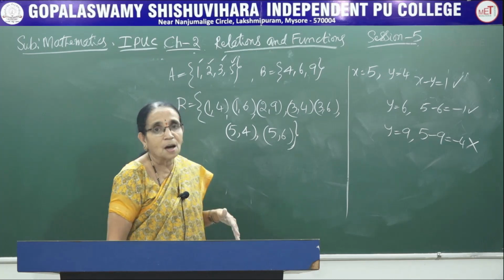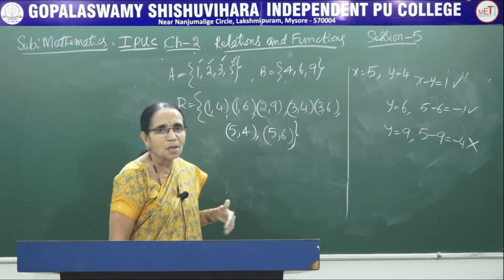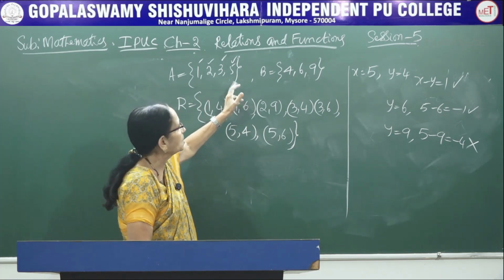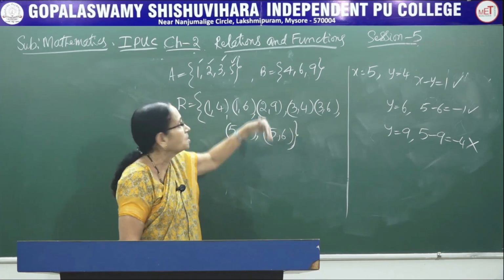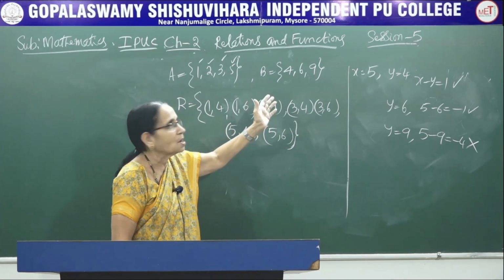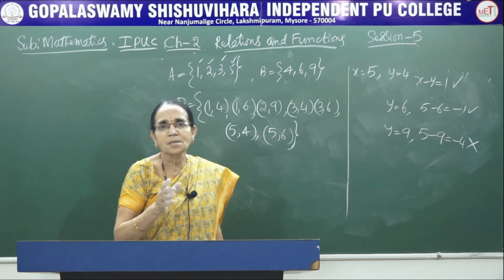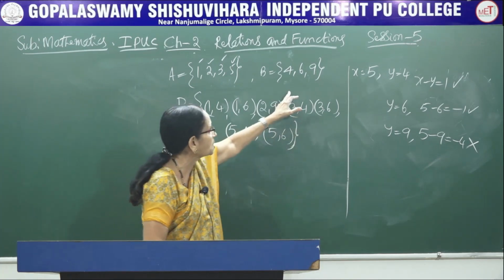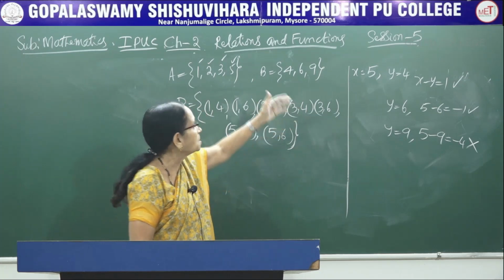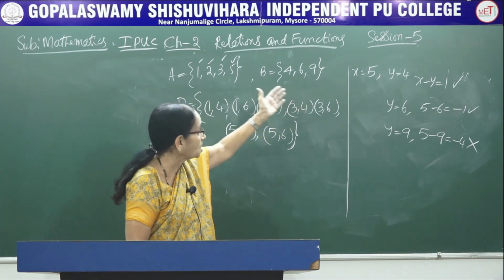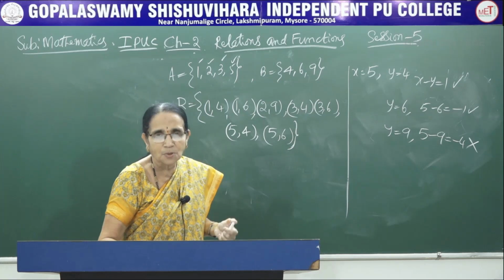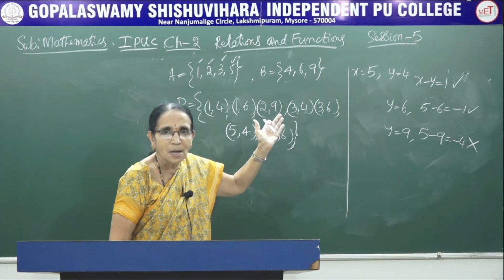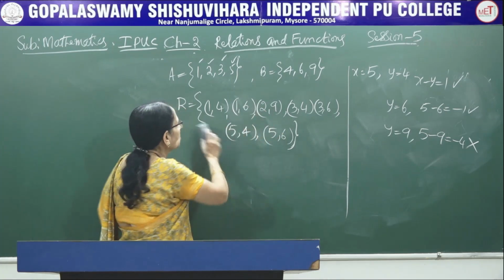So if by chance they ask you to write the domain and the range also, you can write the domain is 1, 2, 3, 5, the range is 4, 6, 9 and the codomain itself is the second set. I told you always the range is a subset of the codomain. Sometimes they may be equal also. In this particular problem, the range is equal to the codomain itself. All the elements may come as the images, so it would be equal to the codomain.